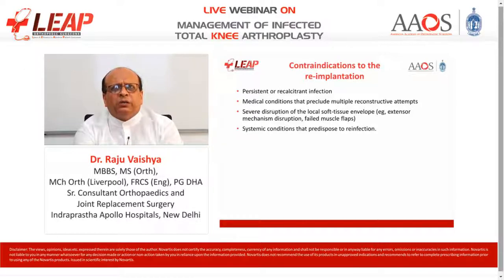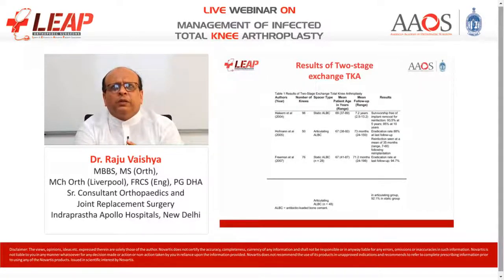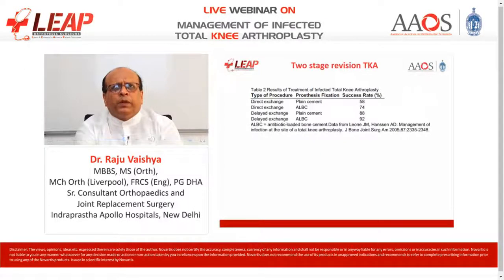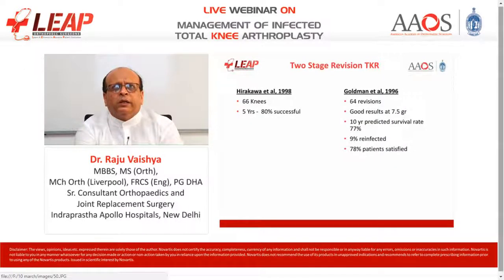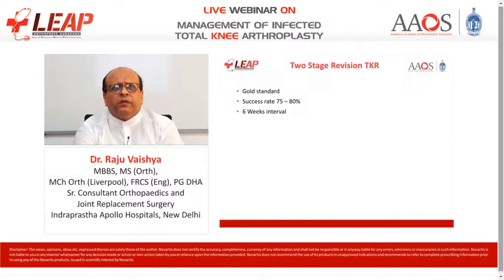The results of 2-stage total knee arthroplasty have been published by various authors in the past and have shown good results, to the tune of 88 to 95% over 10 years, and hence this remains the gold standard treatment. There are several reported publications on this 2-stage revision arthroplasty, which gives good results in most hands, with a success rate of more than 75 to 80%. These 2 stages are done at a 6 to 8 week interval.